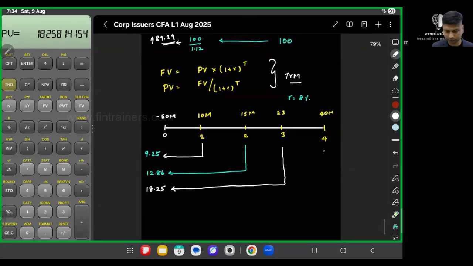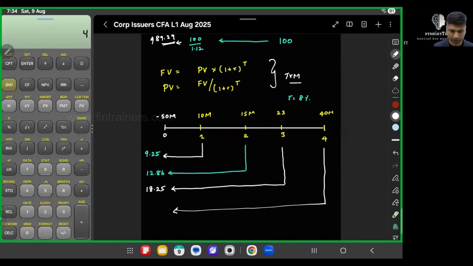The last one, I'm keeping on storing it so that I can add it easily. The last one is 40 mil. Future value, I want to change the N to 4, compute PV, and that's 29.40. So these are the values I get discounted to today for those four cash flows.